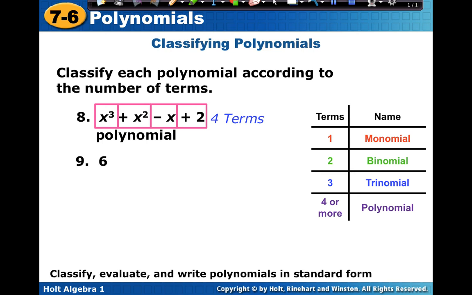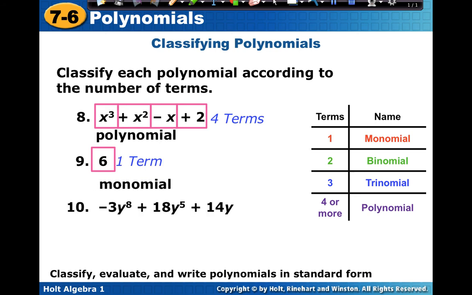All right, number 9, go ahead and write down 6, and then go ahead and try this one on your own as well. See if you can figure out whether it's a monomial, binomial, trinomial, or polynomial. Okay, this one's pretty simple. Hopefully you came up with the fact that there's only one term because there's only one number here. So that is a monomial.